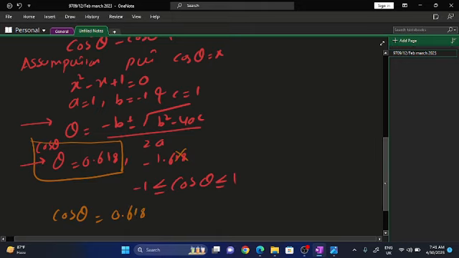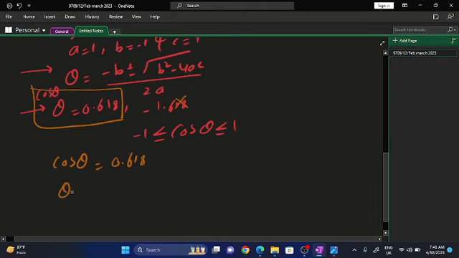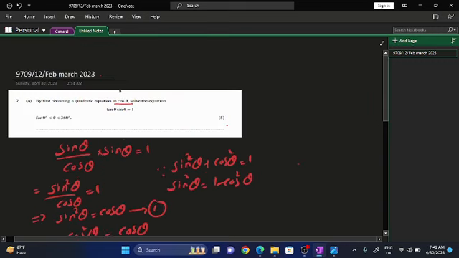To find theta, I have to do theta equals cos inverse of 0.618. Hold your calculator and find your answer. Your theta will come as 51.8. Cos inverse of 0.618 comes as 51.8. Now go back to your question. You can see the restriction for theta is 0 to 360.